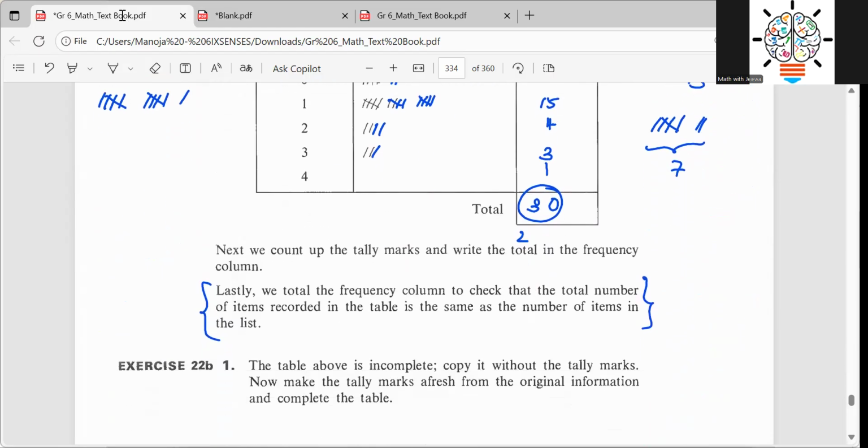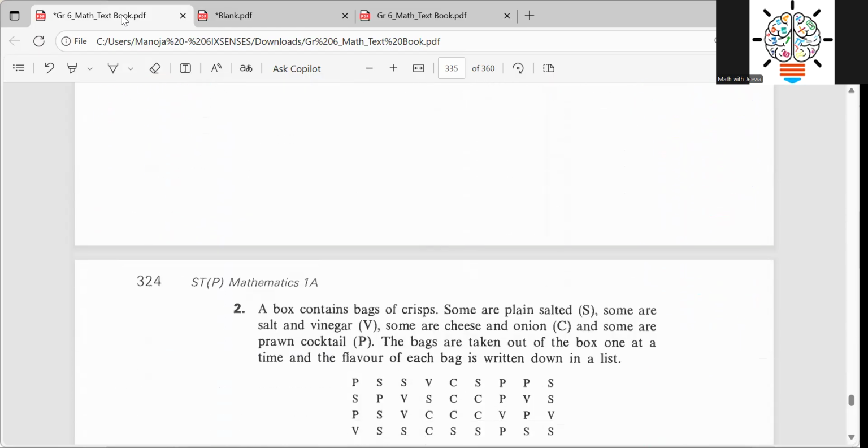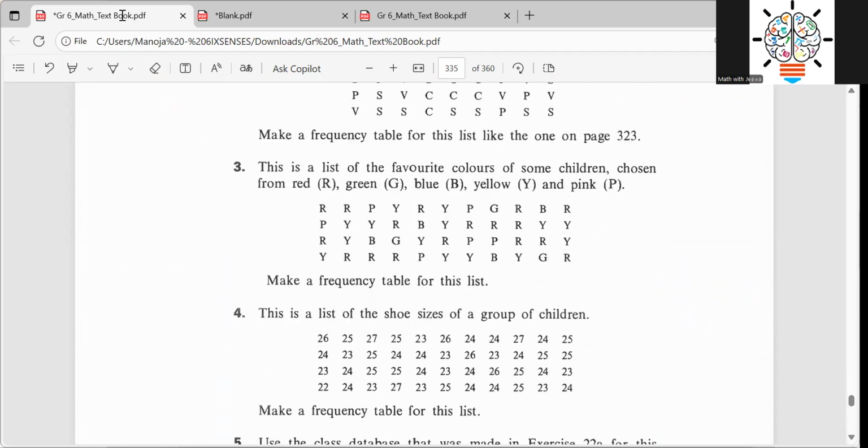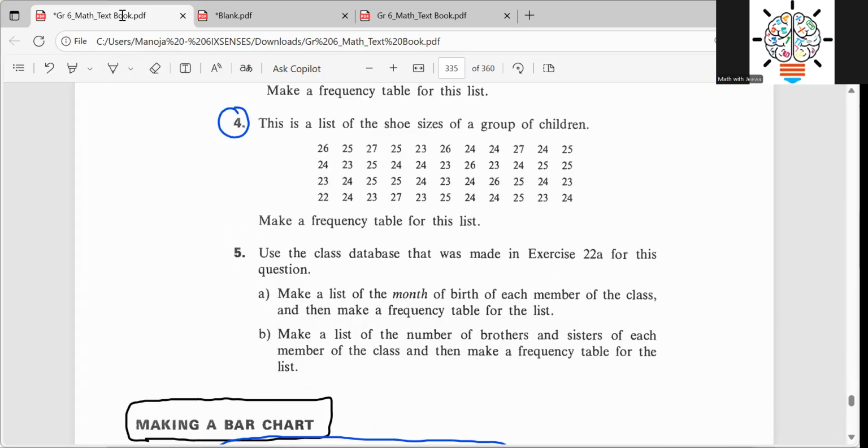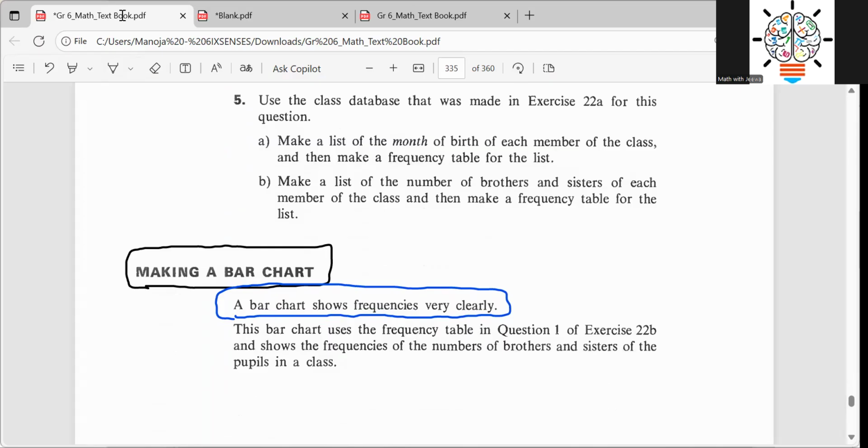Okay, children, that is the end of today's lesson, and you want to do question number 4. This is the list of shoe sizes. This is the question you want to do as homework. We will discuss this homework question in the next video, and we will move to the bar charts.